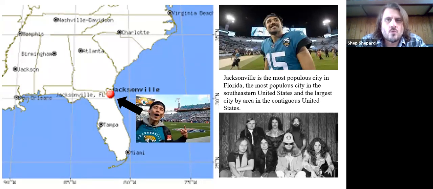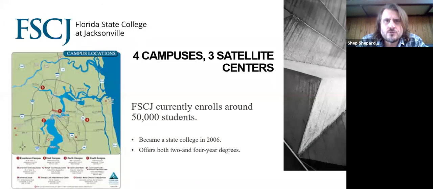You might not know, we are the largest city by area in the contiguous United States. We're really spread out though, and we don't have much of an urban center. My college itself has 4 campuses and 3 satellite centers spread out across the city, and you can tell how spread out we are by the map on the left there. We serve around 50,000 students. It's been up to 52 or 53,000, probably max.